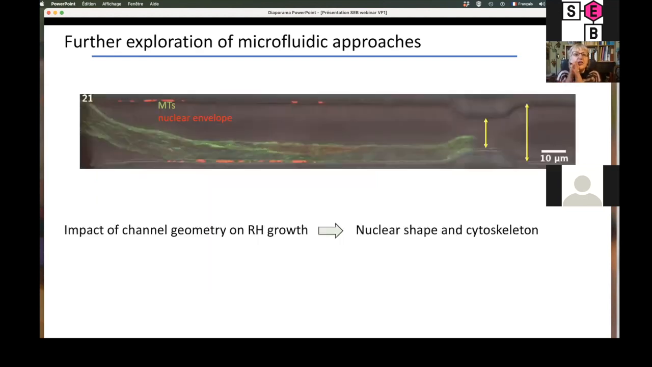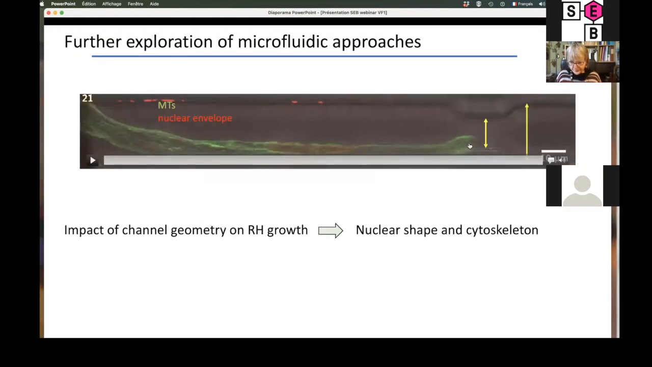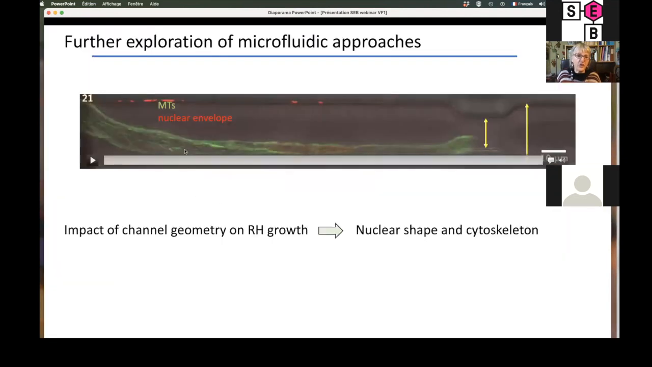As a further exploration also, what we are doing now is just to see the impact of canal geometry on root hair growth and to look at nuclear shape and cytoskeleton reorganization. So as an example here, you have microtubules in green and nucleus in red. And when the tip reaches the restriction in the canal, here it's reduced by half of the length, so 10 micrometer, we can see a change. I can go to the video, a change in the nucleus, go back, and you also have a change in this microtubule network at the back of the nucleus.